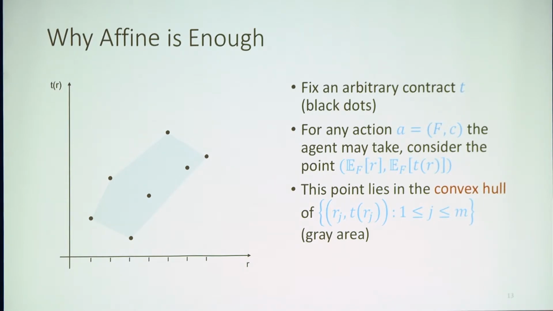Now for any action A, which is defined by a distribution and cost, I want to look at the points consisting of the expected reward of that action and the expected payment of that action. Clearly all these points must lie in the convex hull here, right? Because on the x-axis we have the rewards, so the expectations will be just convex combinations of these. On the y-axis we have the expected payments. So again, it will be convex combinations of these. So we must be within this shaded gray area.